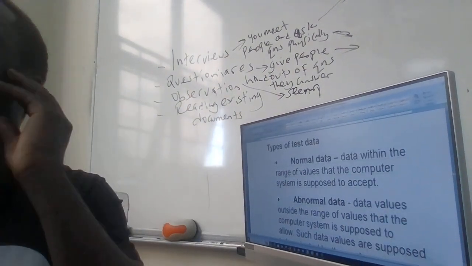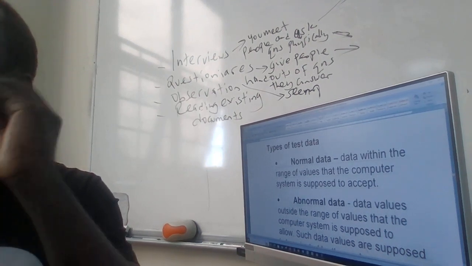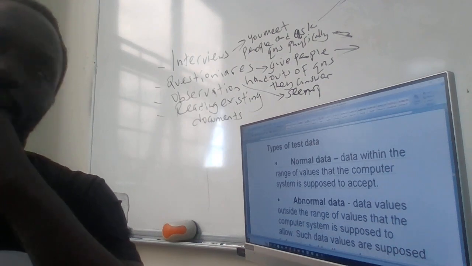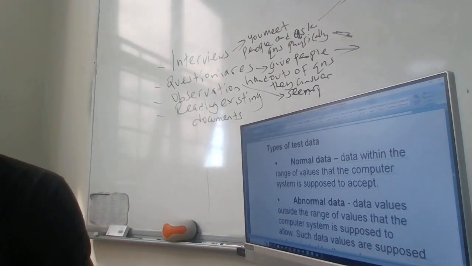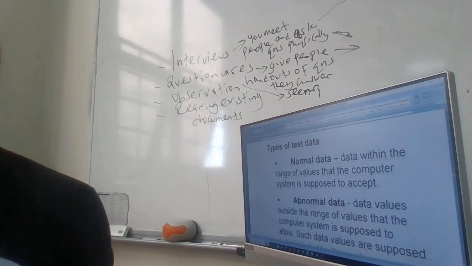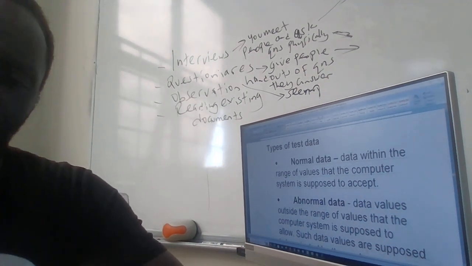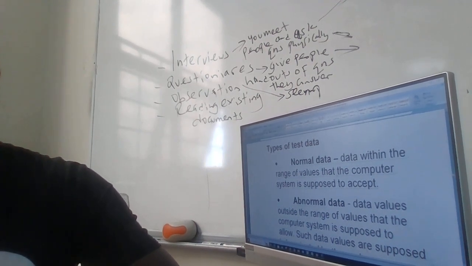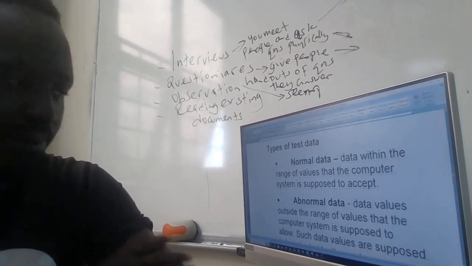Then write down types of test data: types of data used to test a system. We have 3 types of data: normal, abnormal, and extreme. First list them down.